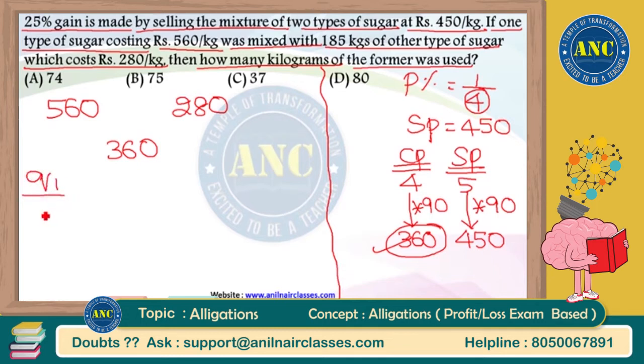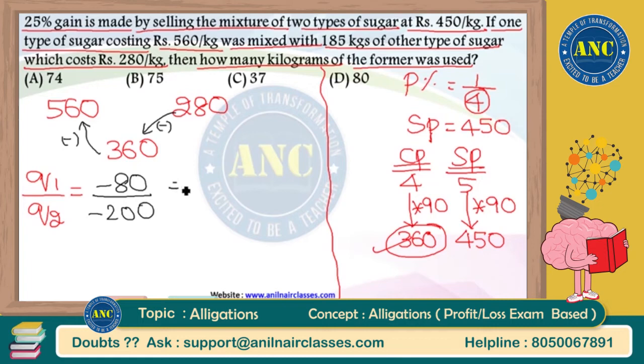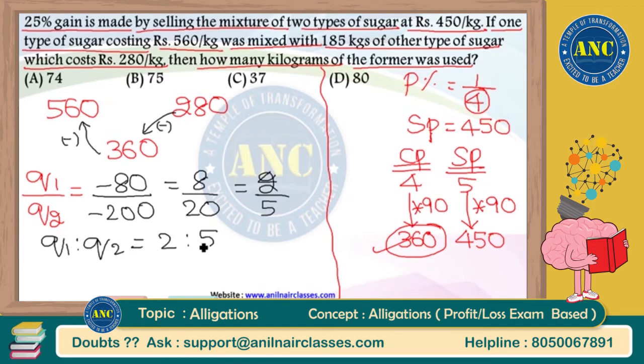Q1 by Q2. Same logic, sir. It is nothing but equal to this 280 minus 360, that is minus 80, divided by 360 minus 560, it is minus 200. This is nothing but 8 by 20. 8 by 20 is 2 into 4 or 4 into 2, 4 into 5. So Q1 by Q2 ratio is 2:5. So according to ratio, 2 kgs of first quantity is mixed, 5 kgs of second quantity is mixed.